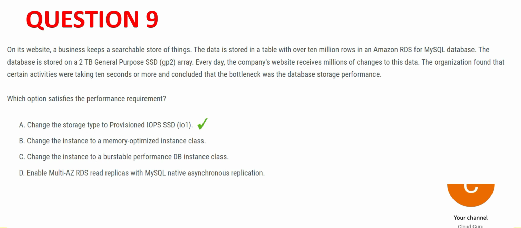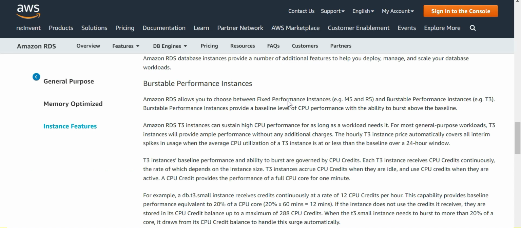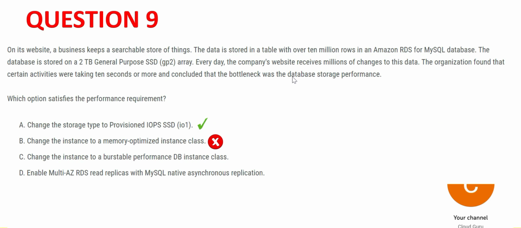So option C suggests use burstable performance DB instance class. Burstable performance will enhance your CPU performance. The question clearly says there is a problem with database storage. So you have to change the storage type and not the instance type. So C is wrong. Option D suggests to use multi-AZ RDS read replicas with asynchronous replication.